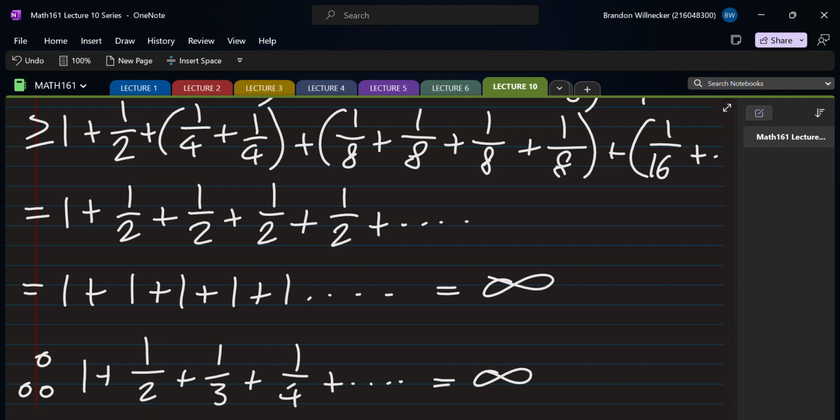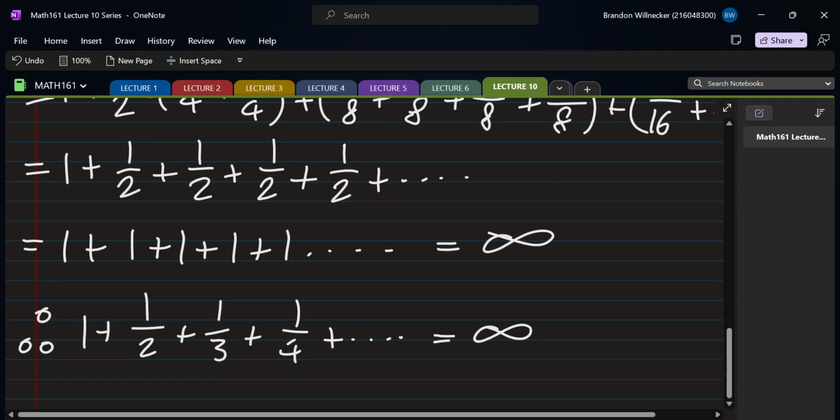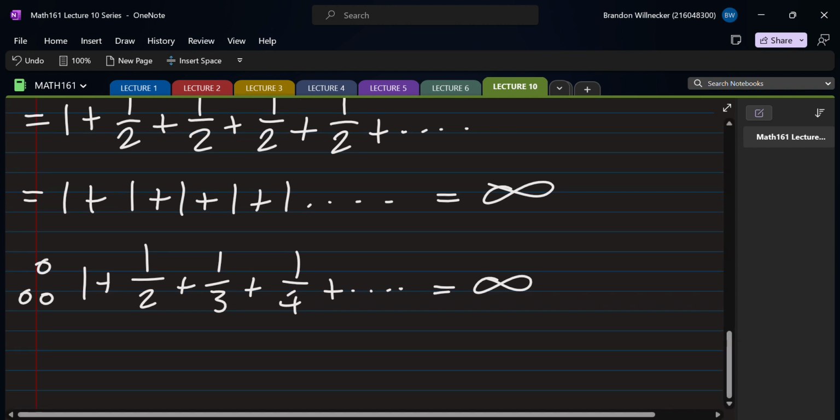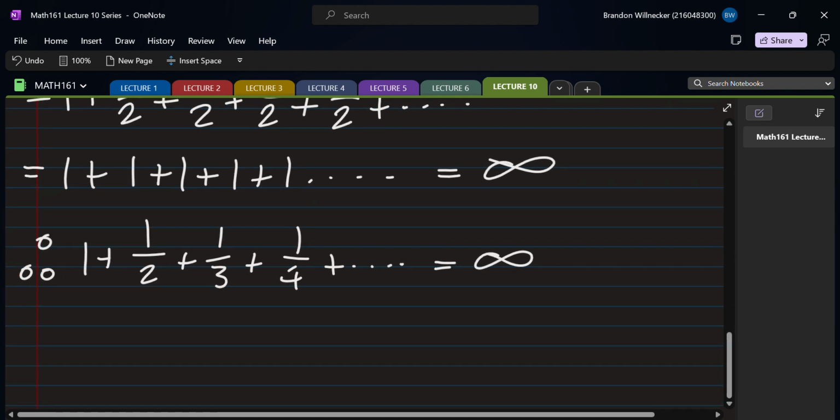So just because the terms are getting smaller and smaller doesn't mean it converges. So there's actually more that we need to show. It's true that they do need to get smaller and smaller, but there's more. Okay, so you can't just assume that because the terms are getting smaller and smaller, it will converge. So this is a counter example to that.